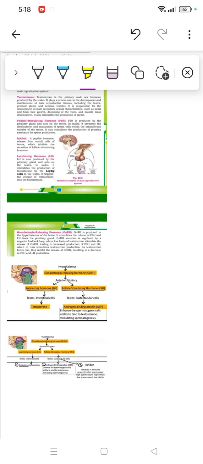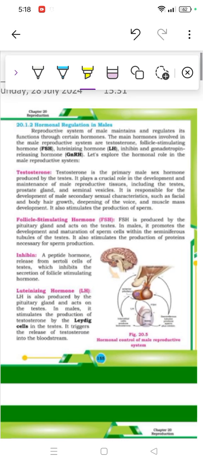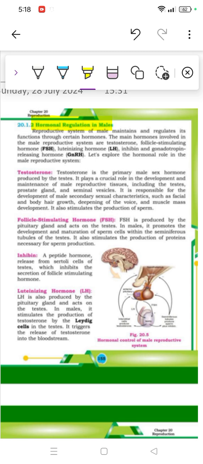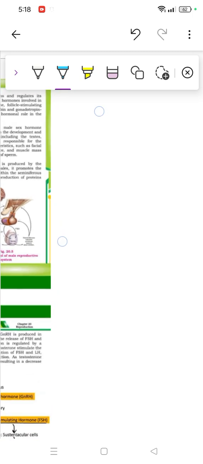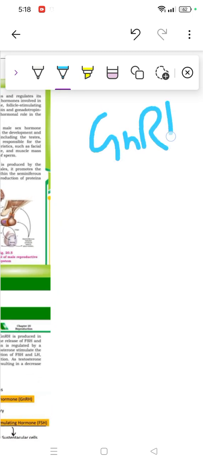So we just started, this would be the last topic of the male reproductive system. In that we were discussing hormonal regulation in males. We're done with a lot of the explanation, so if I just give you an overview, I'm sure it will be clear then. GnRH, which is gonadotropin releasing hormone. So I'm sure it's clear to you.